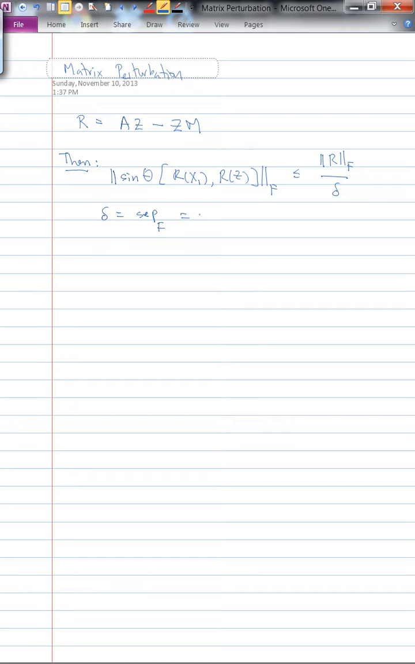So once again, what did we just prove? We just proved that if R is equal to AZ minus ZM, then we bounded how close Z is to the invariant subspace of A. So we showed that the sine theta is less than or equal to the Frobenius norm of R over delta, where, because we're using the Frobenius norm, delta is equal to this, which, as we didn't prove but we stated, is actually equal to the smallest eigenvalue of T.